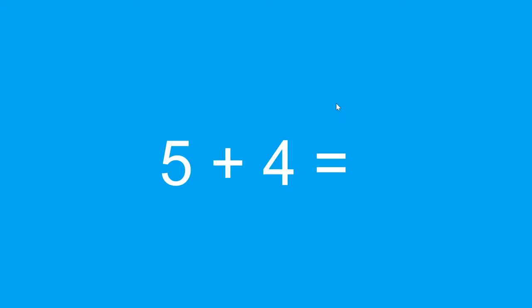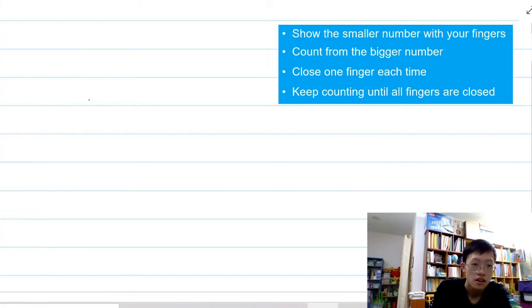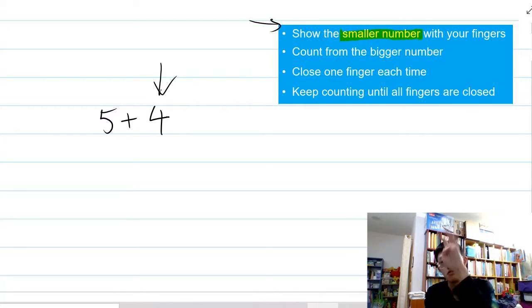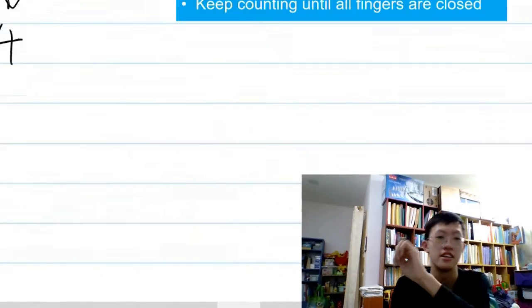Now, how do we do 5 plus 4? So the first question we have is 5 plus 4. Now I have the steps written here, so let's take a look. First, we need to show the smaller number in our fingers. In this question, 4 is a smaller number, so we'll show 4. Next, we need to count from the bigger number. 5 is the bigger number here, okay? So we have to count. So we start from 5. 5, 6, 7, 8, 9. So the answer is 9.